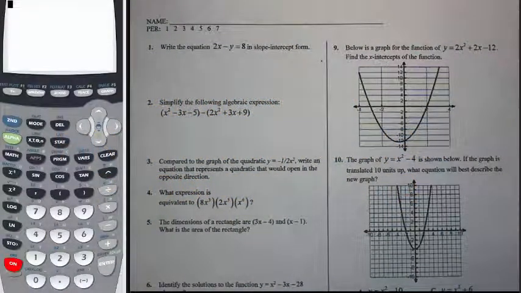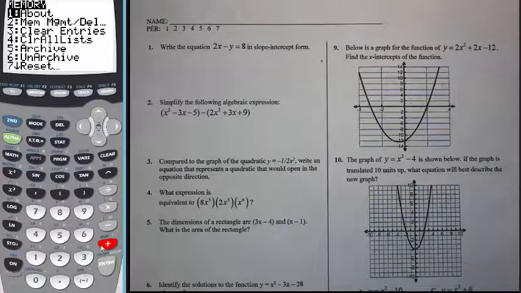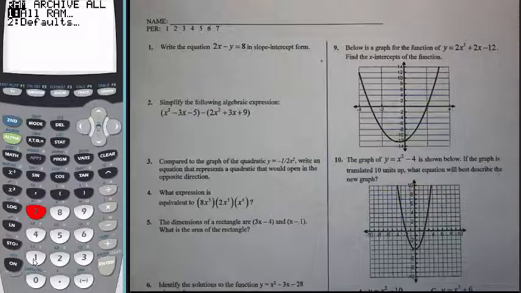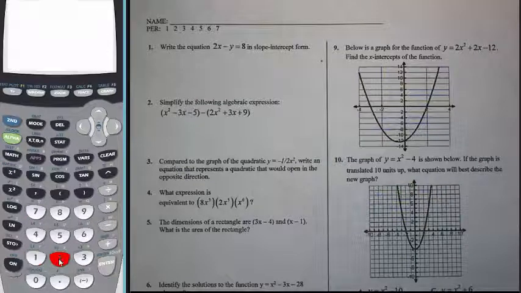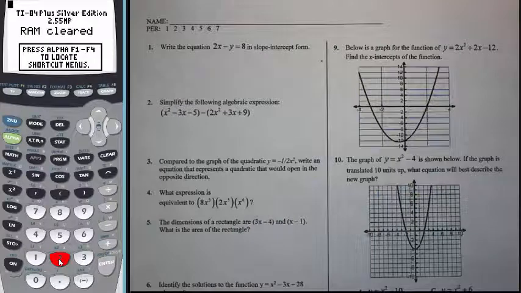Hello, this is going to be the review for the final exam for Algebra 1. First thing I'm going to do is make sure we turn on our calculators and clear our memory by pressing second memory 7 1 2. This way we have made sure the calculator shows RAM cleared.